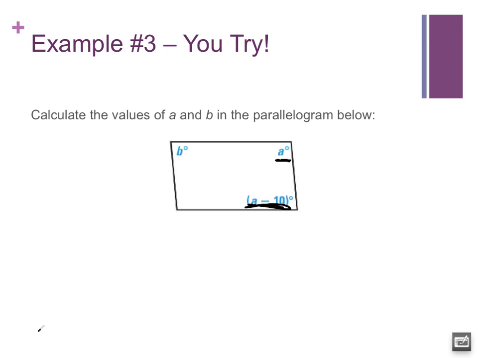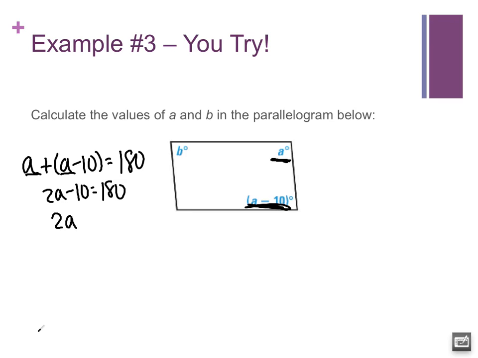Okay, welcome back. Hopefully you tried this. Now these two are consecutive angles, which means they're going to be supplementary. So I have A + A - 10 is equal to 180. A + A is 2A. Minus 10 is 180. If I add 10 to both sides, I get 2A is equal to 190. Dividing by 2, A is equal to 95. Okay, so I'm going to put that in my figure. A is equal to 95.